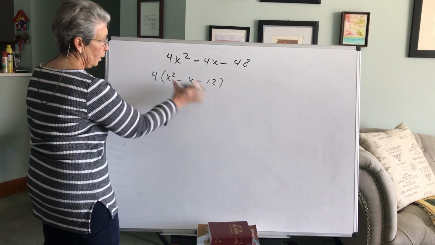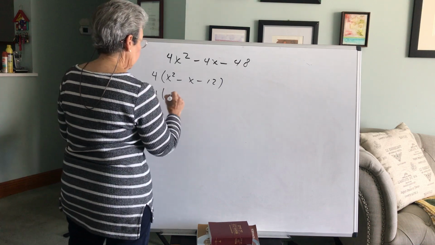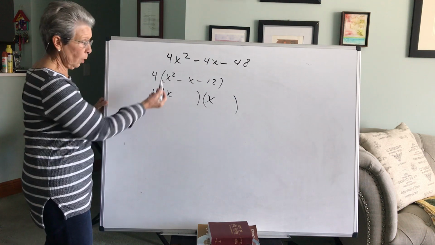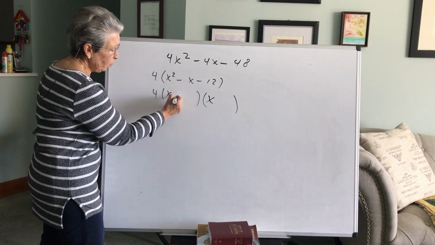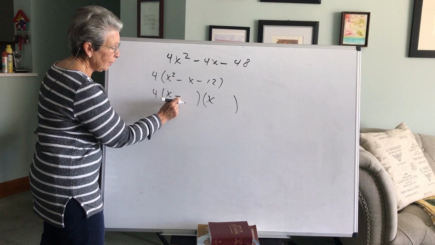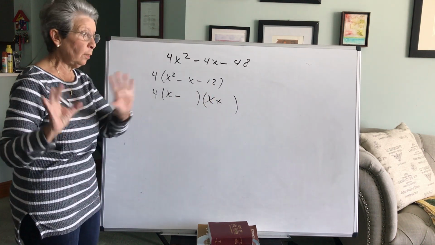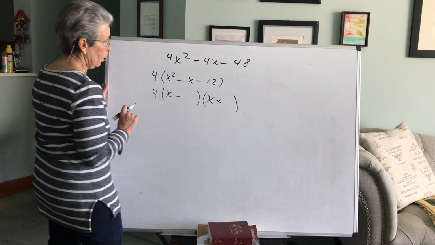Now you can factorize this one. Let's try. X and x, because you have x squared. I am going to copy first this sign, and then negative times positive is negative. Could be positive times negative. It's trial and error. You have to try until you get the answer.